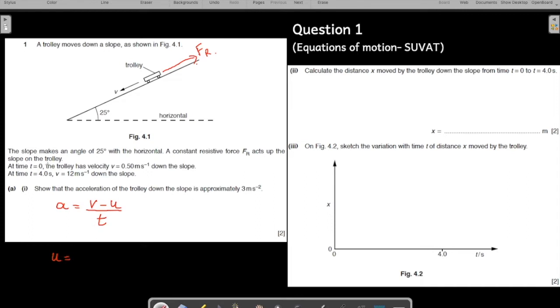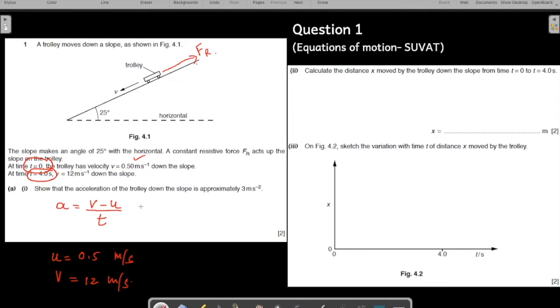The velocity which happened at an earlier point of time, t is equal to 0 seconds, occurs earlier, and the velocity was 0.5. The time which came later was 4th second. So at the 4th second the velocity was 12. So you are sorted, you know what is u, what is v.